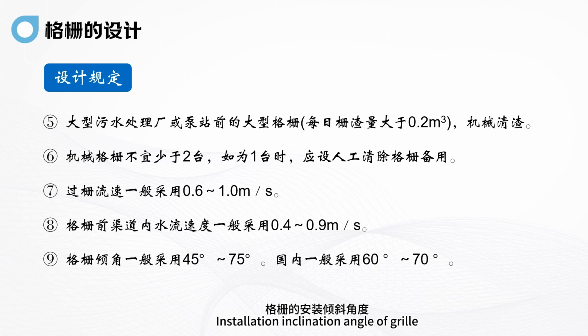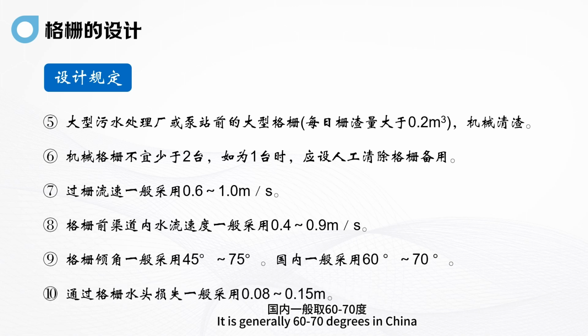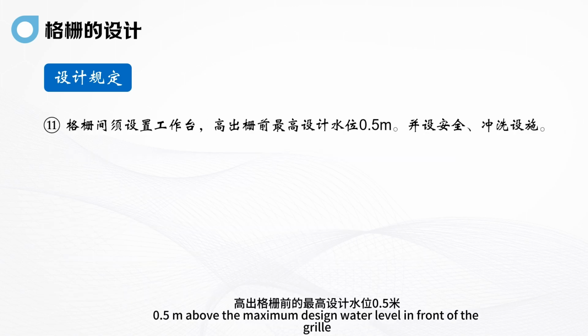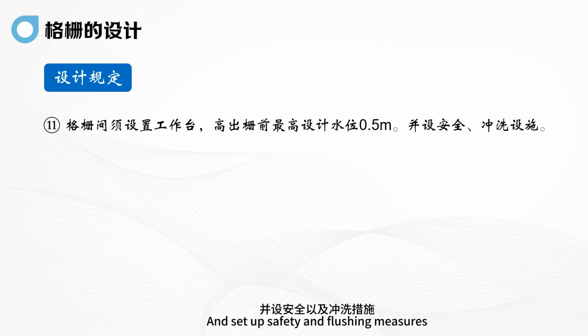The installation inclination angle of the grill is generally 45 to 75 degrees. It is generally 60 to 70 degrees in China. Head loss through the grill is generally taken as 0.08 to 0.15 meters. Between the grills, a workbench needs to be set up half a meter above the maximum design water level in front of the grill, and safety and flushing measures should be set up.